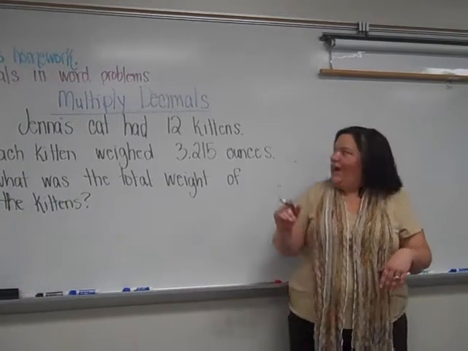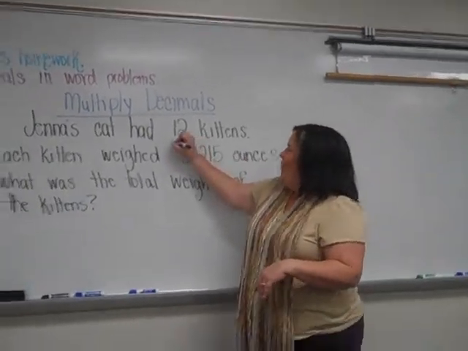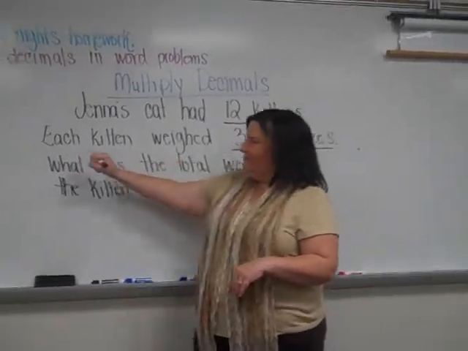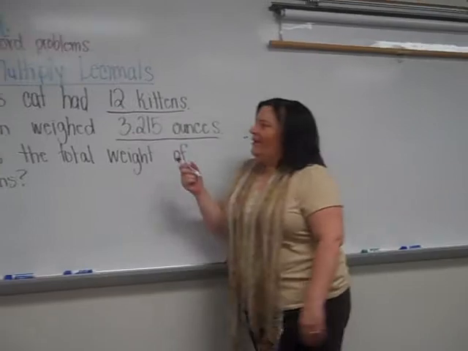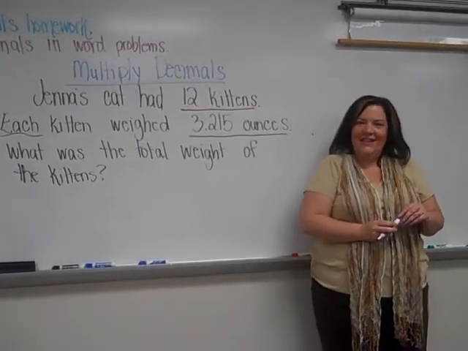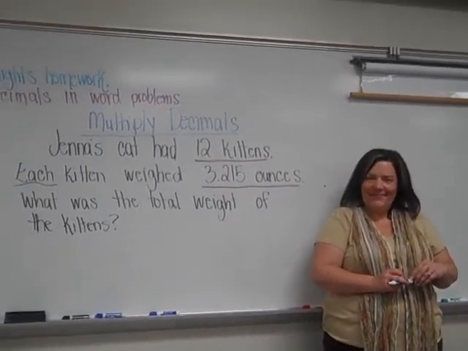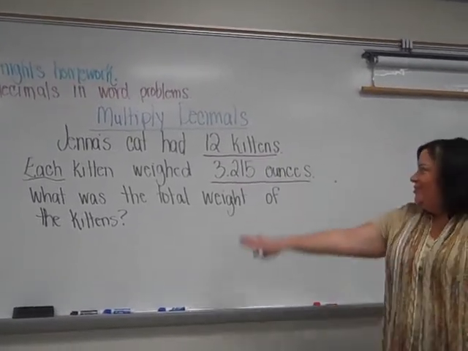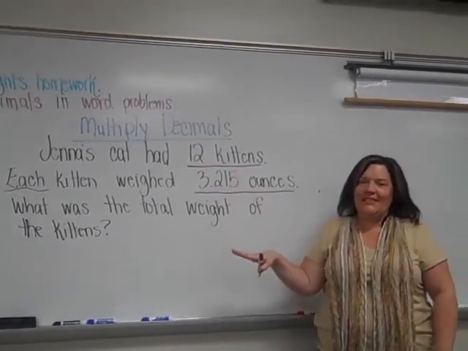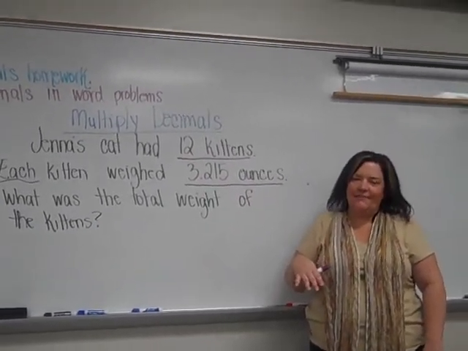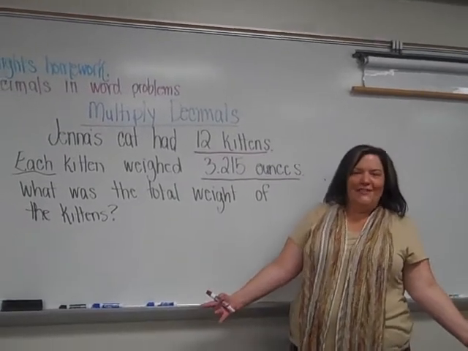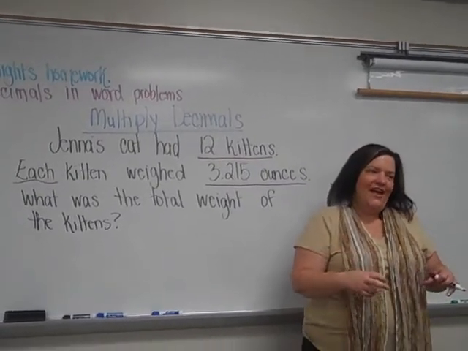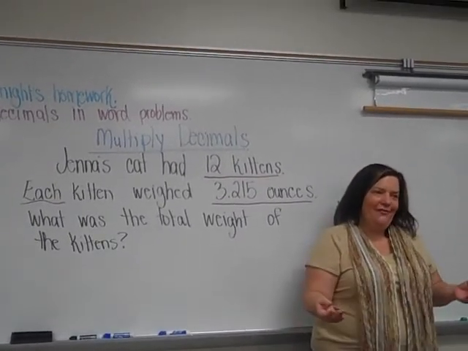So as we think about this problem, we know that she had 12 kittens, and each kitten weighed 3.215 ounces. So we could add 3.215 ounces 12 times. But since we're mature and we're in 6th grade now, we are going to multiply those two values to figure out the total weight of all the kittens.